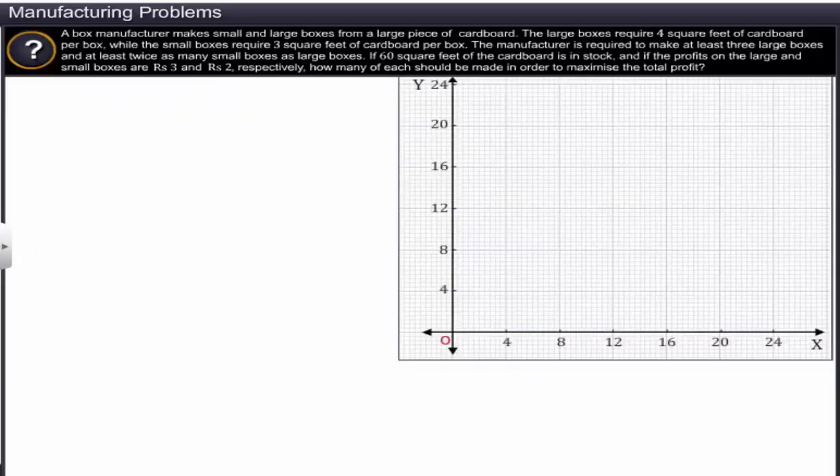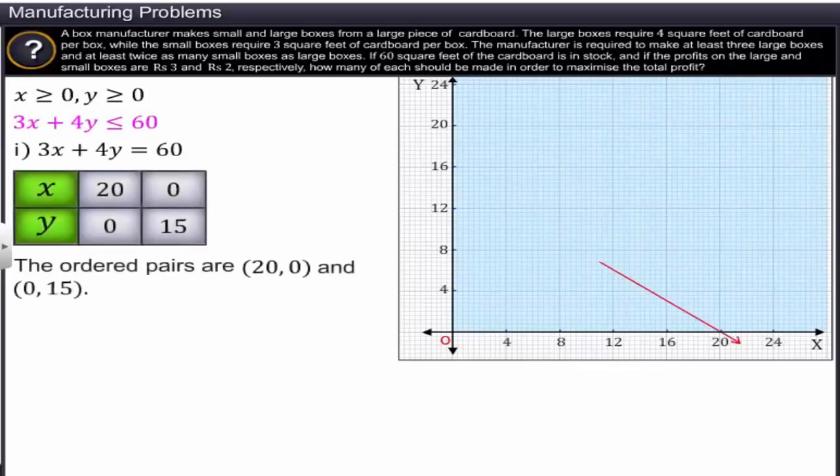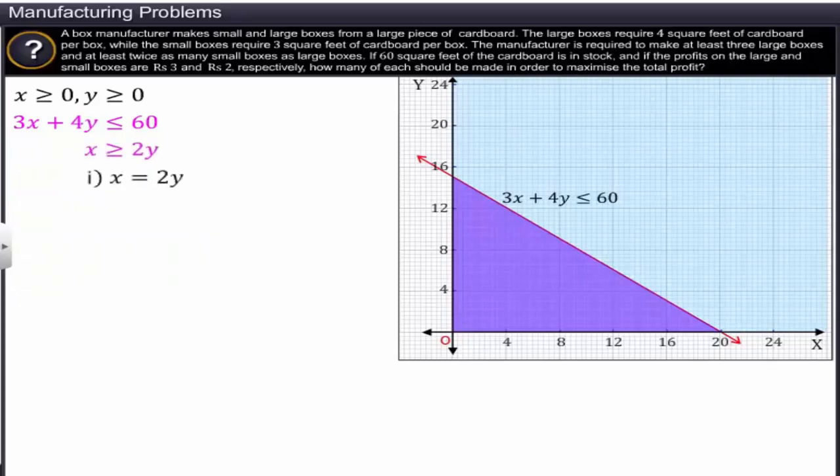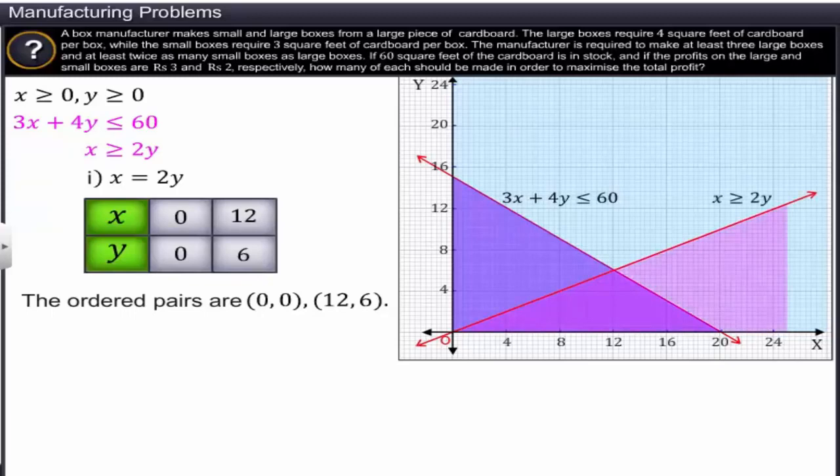Let us now draw the graphs of the inequalities, treating them as equalities. Obviously, x greater than or equal to 0 and y greater than or equal to 0 have the solution in the first quadrant. Let us draw the graph of 3x + 4y = 60 as the reference to get the solution region of the inequality towards the origin. Draw the graph of x = 2y as the reference to get the solution region of the inequality as shown.